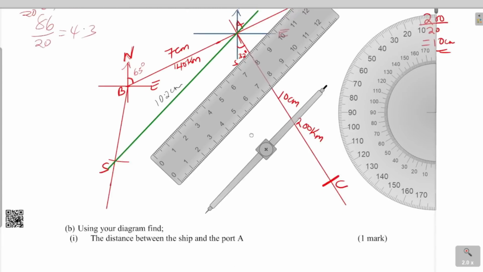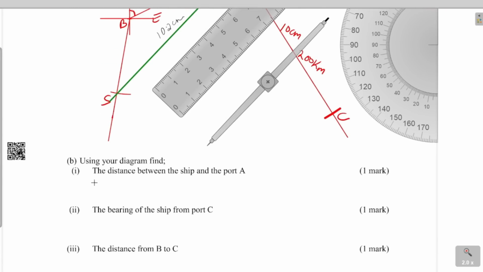Remember, you're supposed to give the answers in kilometers. So 10.2 centimeters, you multiply that by 20, since 1 centimeter represents 20 kilometers. So 10.2 times 20 will give 204 kilometers. Then the bearing of the ship from port C.